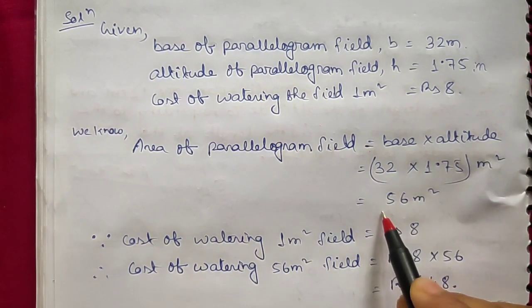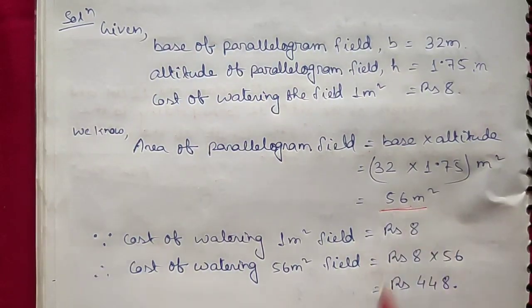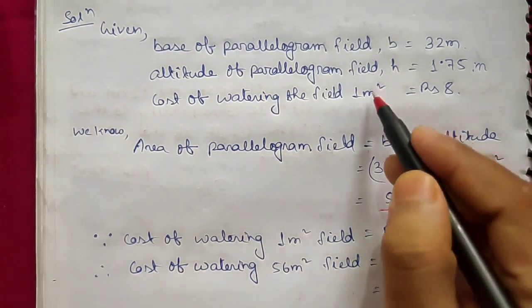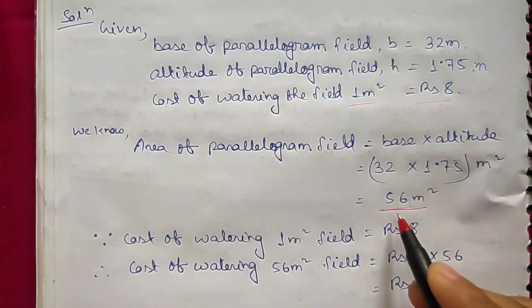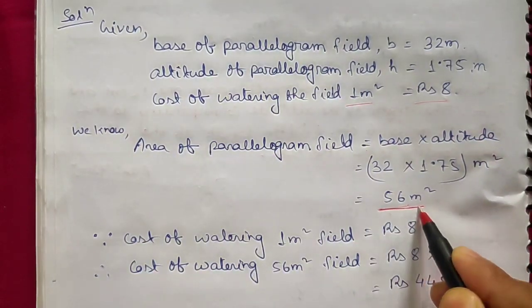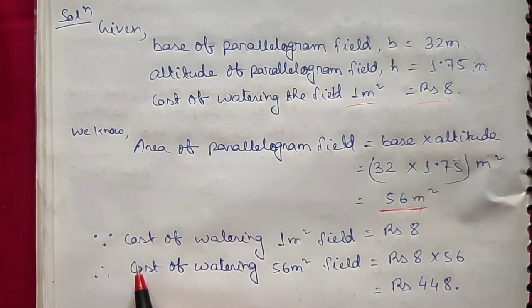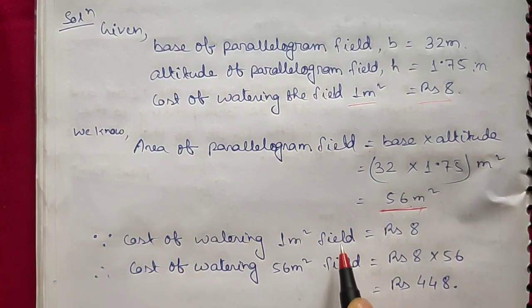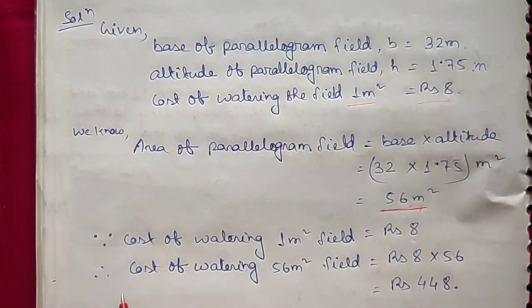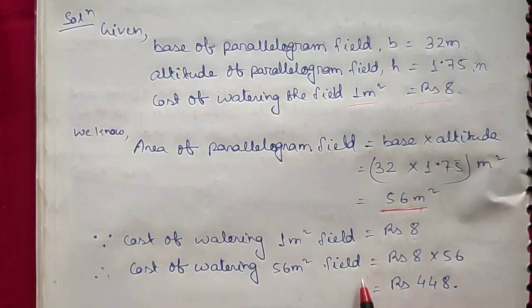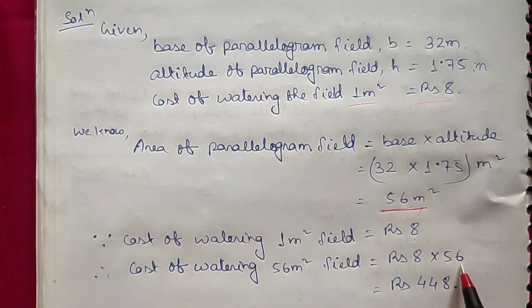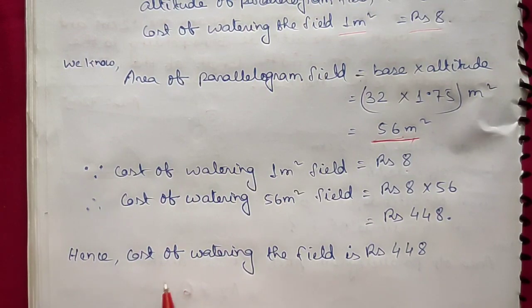Now we have to water this area of the field. The area of the field is 56 meter square, and we know the cost of watering 1 meter square equals rupees 8, and there are a total of 56 meter square. So how much will it cost? We just multiply 8 with 56. Since the cost of watering 1 meter square field equals rupees 8, the cost of watering 56 meter square field equals rupees 8 into 56. The result is 448. Hence the cost of watering the field is rupees 448.